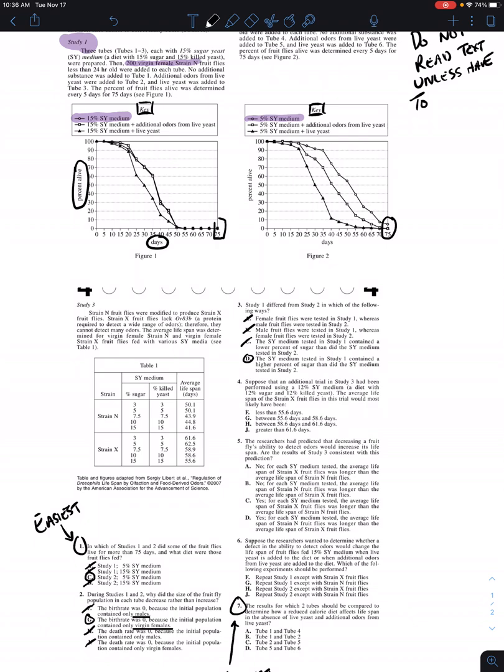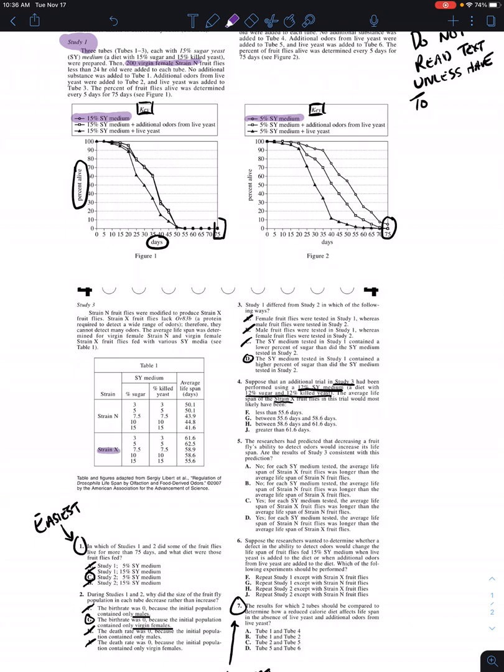Suppose an additional trial in study 3 had been performed using a 12% SY medium. That's a diet with 12% sugar and 12% killed yeast. The average lifespan of the strain X fruit flies in this trial would most likely have been. So a couple of things here. This has a lot of numbers, so let's make sure we straighten these out. It's 12% SY medium. It's talking about study 3, and this is a diet specifically with 12% sugar and 12% killed yeast. And we want to know, what is the average lifespan of strain X fruit flies? So strain X is over here.